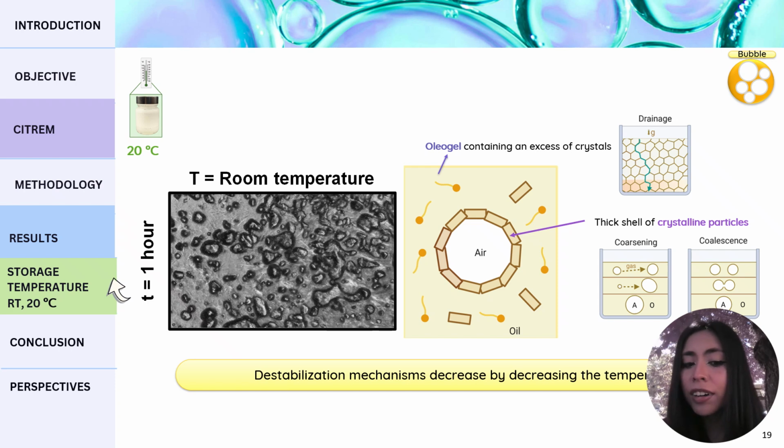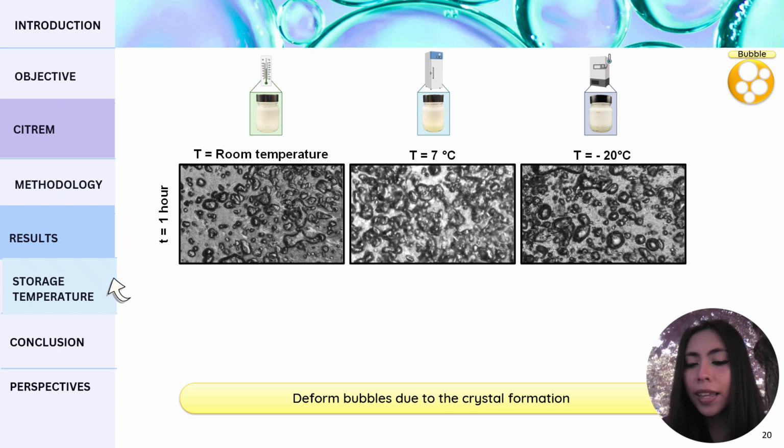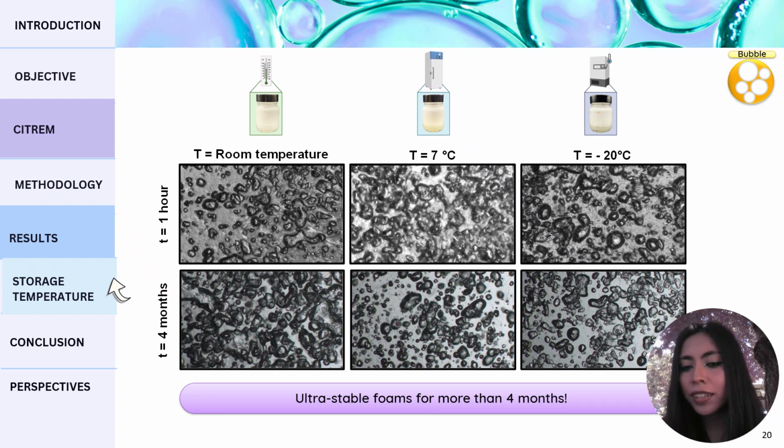Then, in general, the destabilization mechanisms decrease by decreasing the temperature. And if this happens at room temperature, the same trend is seen with lower concentrations. And we have these deformed bubbles due to the crystal formation, but they are ultra stable and almost the same for more than 4 months.